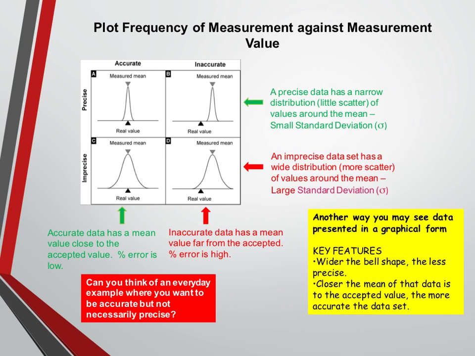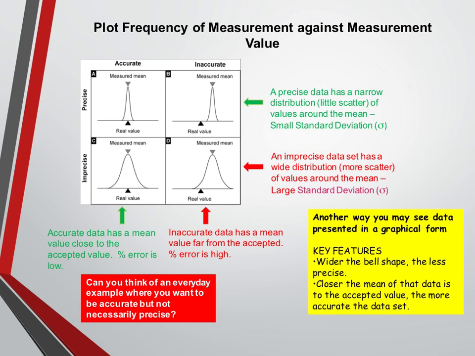Your measured data is clustered around your mean value, right? This is your mean value. This is the real or accepted value. So in this case, you have a very low standard deviation. Both of these would be precise sets of data. There's very little scatter around your measured mean.